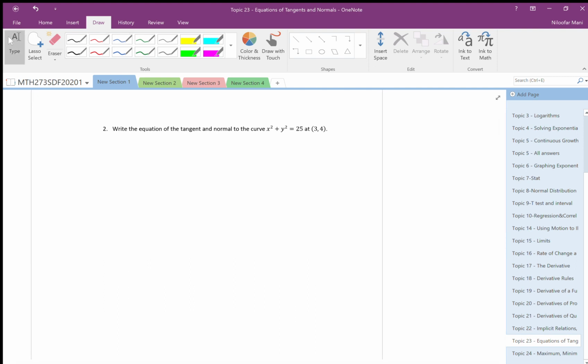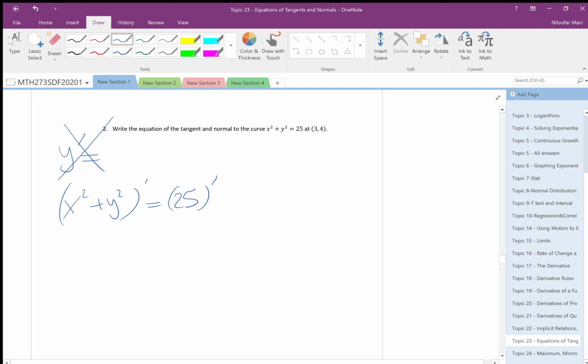So do I start from y prime equal? No, not here. So I have to do x squared plus y squared, derivative of this equals derivative of this, which is 2x plus 2y y prime equals 0, and then y prime is minus x over y. Okay, what is x? This is x and this is y. So minus 3 over 4. Minus 3 over 4 is y prime at that point.